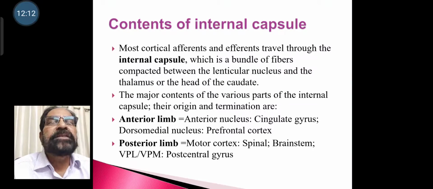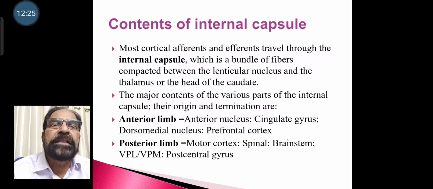Then we come to contents of internal capsule. Most of the afferents and efferents travel through the internal capsule, which is a bundle of fibers compacted between the lenticular nucleus on one side and the thalamus and head of caudate nucleus on the other side.